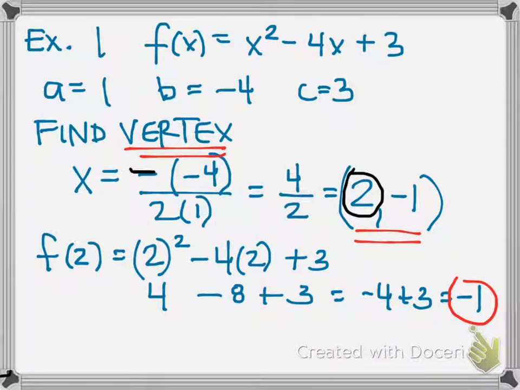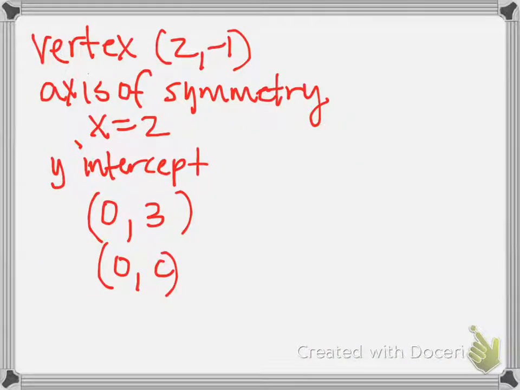Next, you take that 2 and plug it in for the x in the equation. 2 squared is 4, minus 4 times 2, which is negative 8, plus 3. You simplify this to 4 minus 8 plus 3, and you get negative 4 plus 3, which is negative 1. Okay, so you have your vertex at (2, negative 1). The axis of symmetry is always the x value of your vertex, but it's a line, so you call it x equals 2.